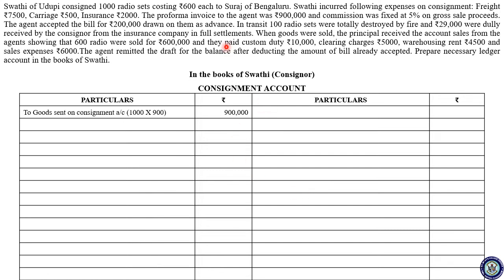Next you go sentence by sentence. That is the first thing done. Swati incurred the following expenses on consignment. So these are the consignor's expenses. So you have to write to bank account, that is expenses: freight 7,500, carriage 500, and insurance 2,000.